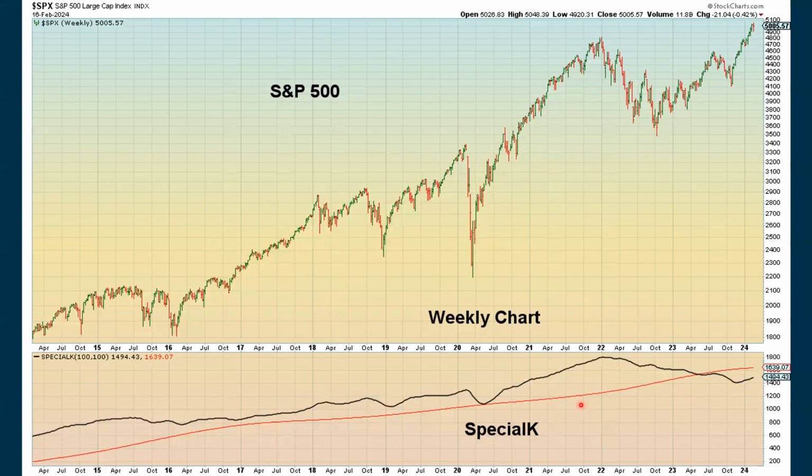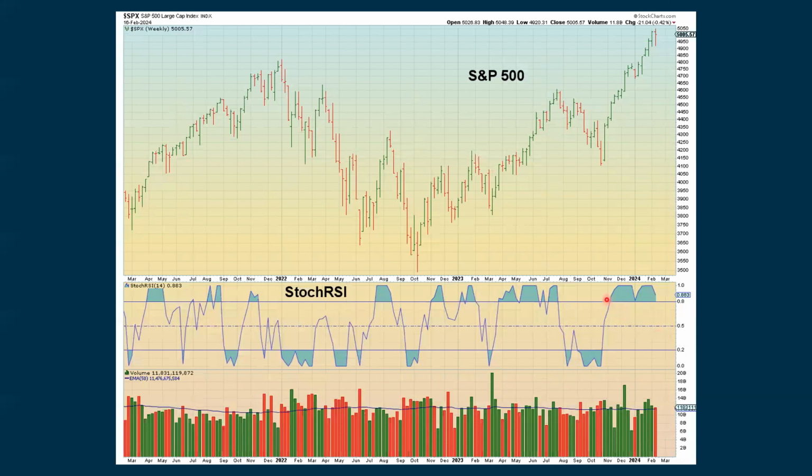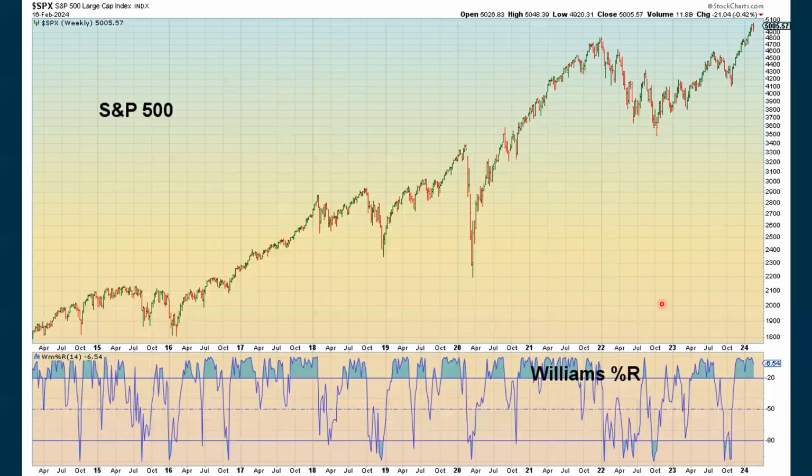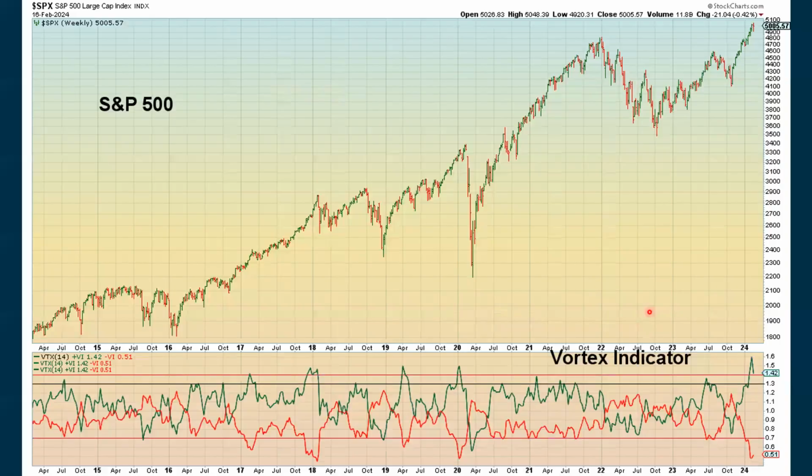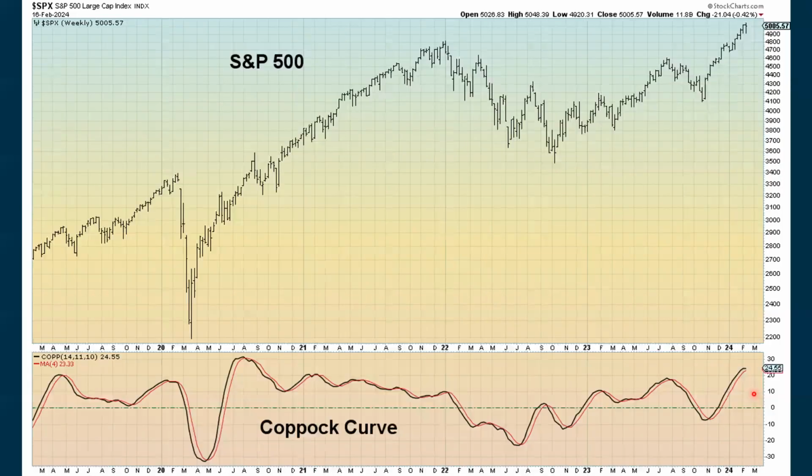The weekly special K chart is going back up, but we're still below the red line, where the daily chart is still positive. The StochRSI is coming down, but still extreme positive. The Williams percent are also extreme positive and coming down. We're looking extreme positive with the ultimate oscillator, and we're coming down, but still looking extreme with the vortex.